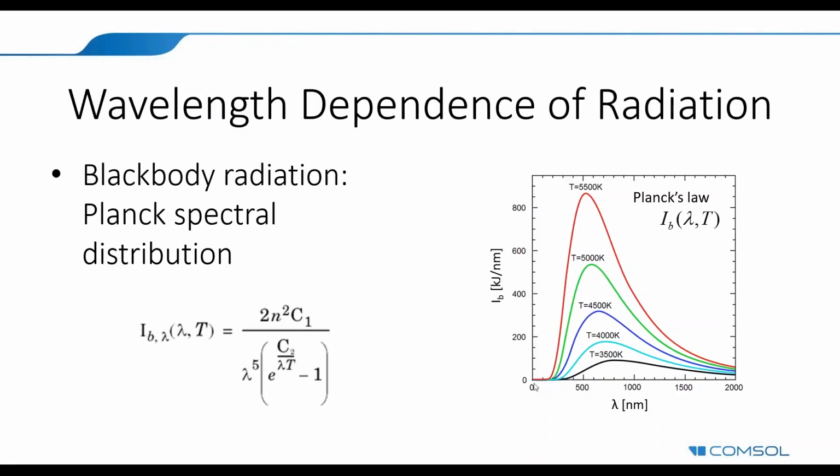On this graph, we have the wavelengths on the x-axis and the radiative intensity on the y-axis, and we see different curves, different colors corresponding to different surface temperatures. What is obvious is that for high temperature, we get high intensity, but we also see that the spectral distribution shifts.